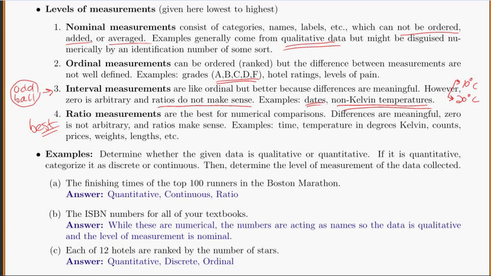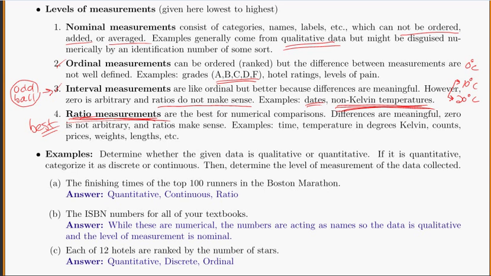And that's because 0 degrees Celsius is sort of arbitrary. It's not the actual lack of any heat. It's just the freezing point of water. So it's sort of an arbitrary 0. And that's what makes non-Kelvin temperatures less than ideal. Makes them interval measurements instead of ratio. Ratio measurements are the best. They can be ordered. Differences make sense, and ratios make sense. So this is the best kind of data.